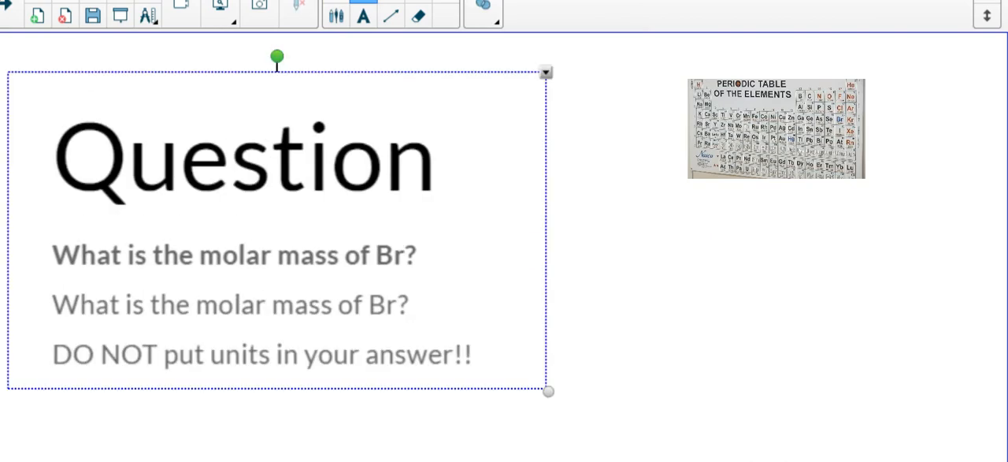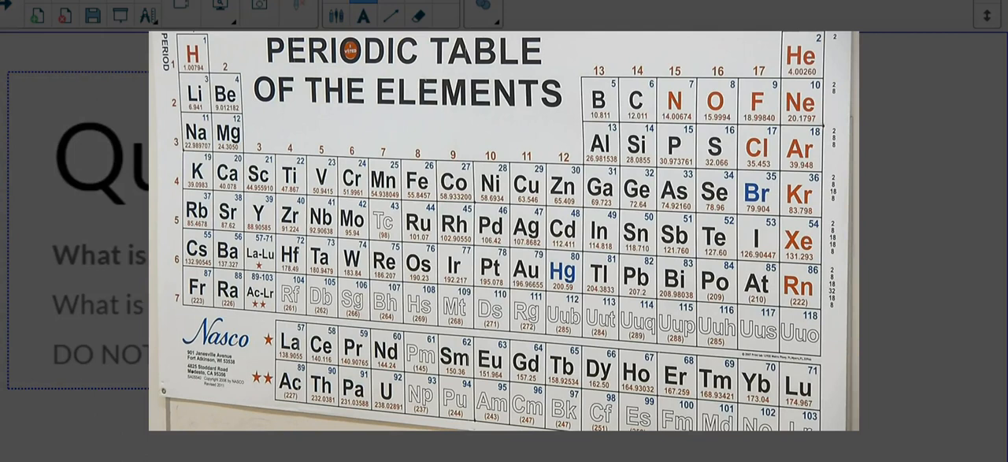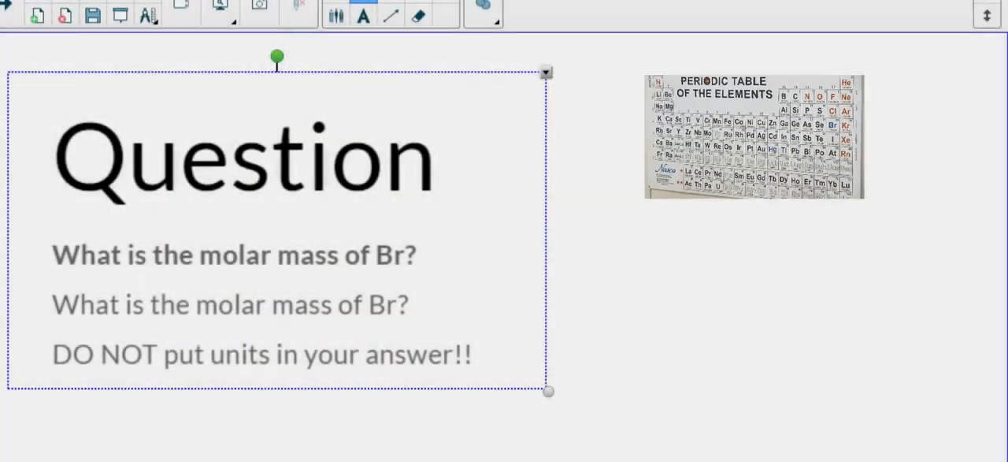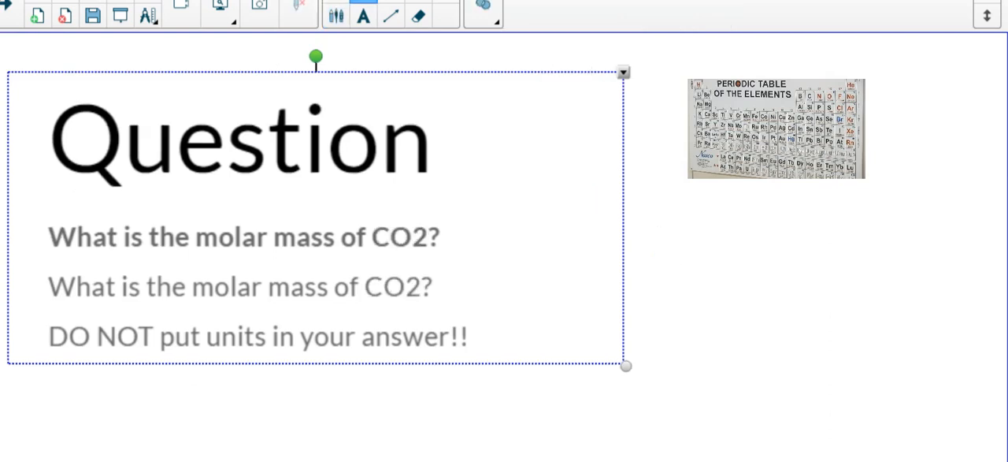Alright, the next question is super similar. Once again, we would just find bromine on the periodic table. It's over here, this blue one, number 35, or 79.94. That's the larger of the two values, so we would take that. And I'm sure that is rounded to 80 on your version. Alright, so when we find the mass of just one thing, we just find it on the periodic table and we go from there.